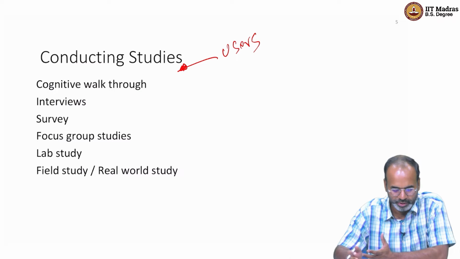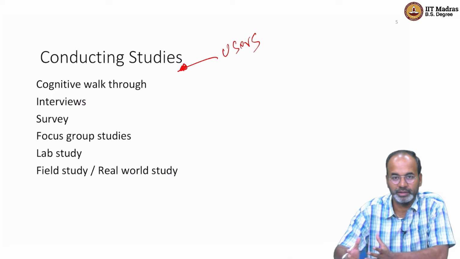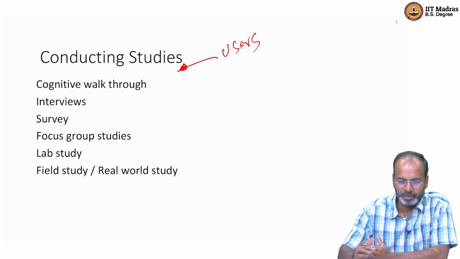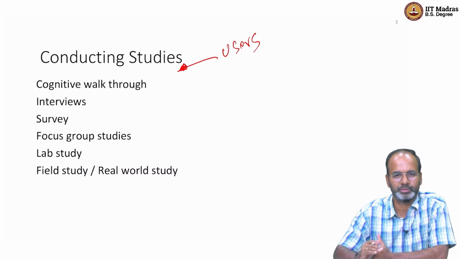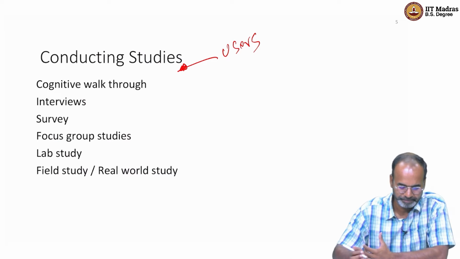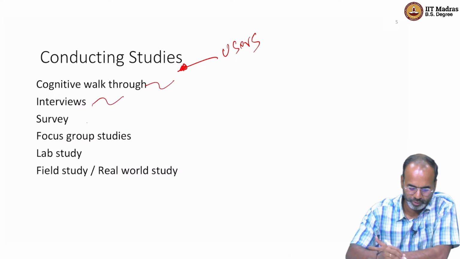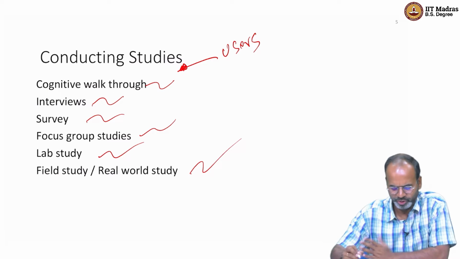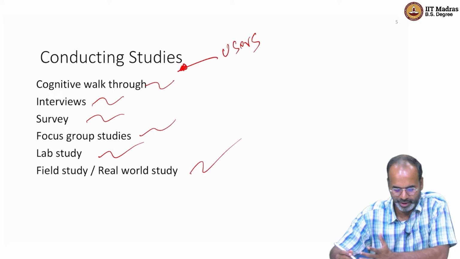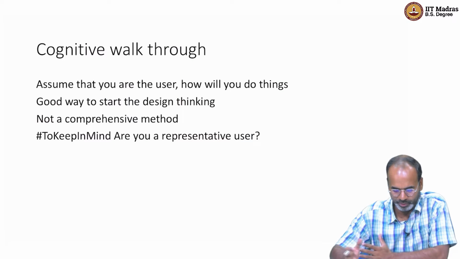We'll walk you through what these methods are. I'll also show you some studies within the context of privacy, within the context of social media, where these methods are being used. And so you will appreciate the importance of this method. You will probably appreciate how you can apply these methods in whatever you're doing. Cognitive walkthrough, interview, survey, focus group discussion, lab study, field study, and real world study. I'm sure some of the words you're able to connect, but let's look at quickly what they are.